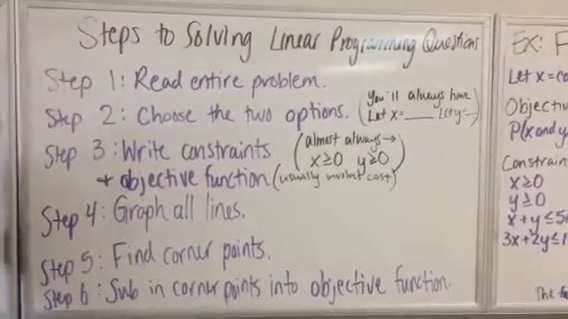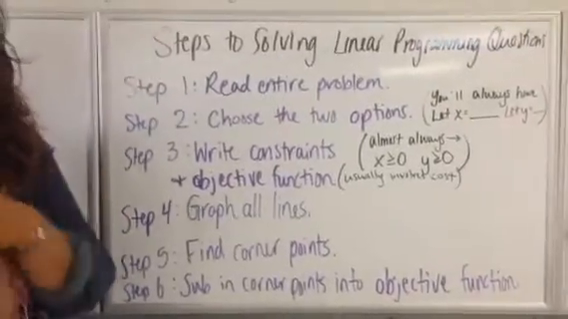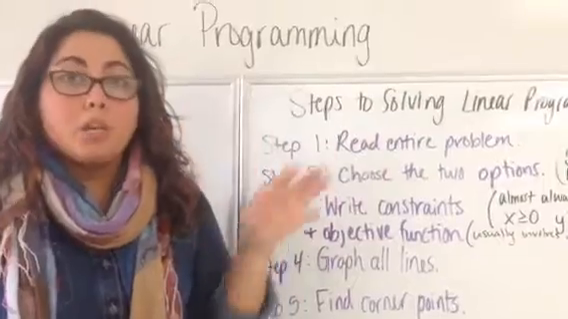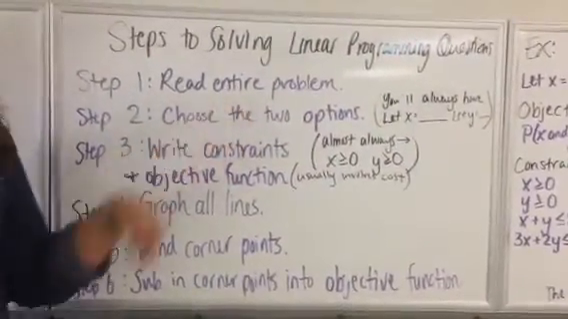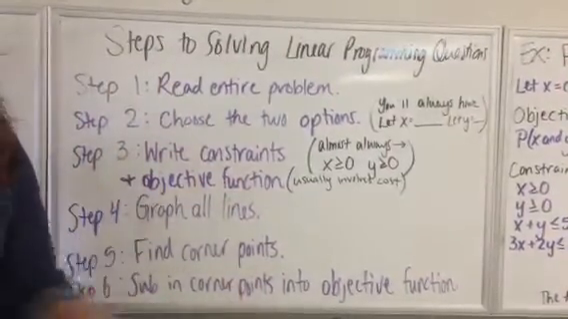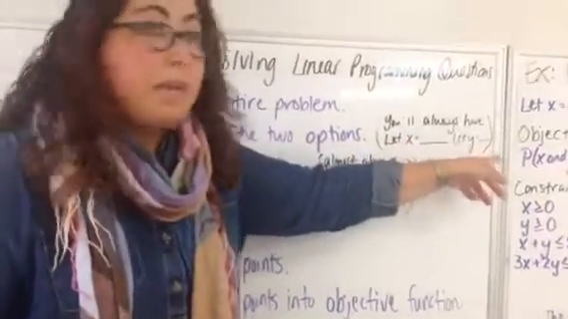Our first step always when solving a word problem is to read the entire problem. You want to make sure that you read it top to bottom and then go back through and determine your important information. So step 2 is to choose the two options that you're going to be talking about. So if it mentions something like apple pies and pumpkin pies, you're going to let x be apple pies and let y be pumpkin pies.